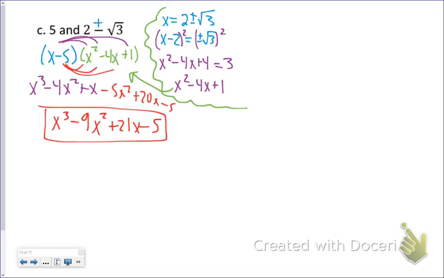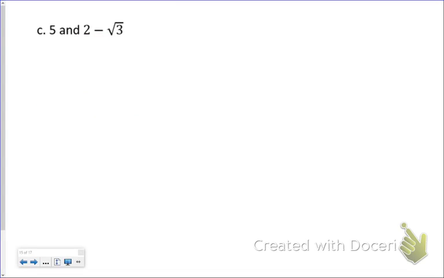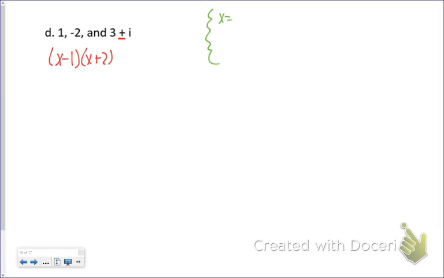All right, last one, same concept, but now we have imaginary numbers. So again, we know our factors are going to be x minus 1 and x plus 2. If 3 plus i is a 0, 3 minus i is a 0. So my two zeros are 3 plus or minus i. So again, I'm going to do the same process as last time. Over here on the side, I'm going to do x equals 3 plus or minus i.